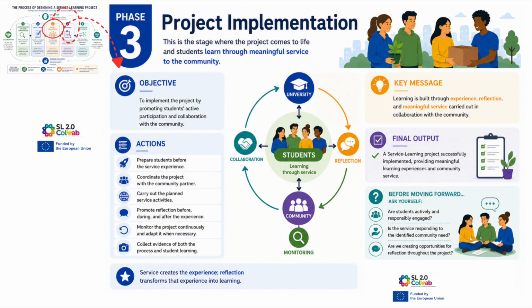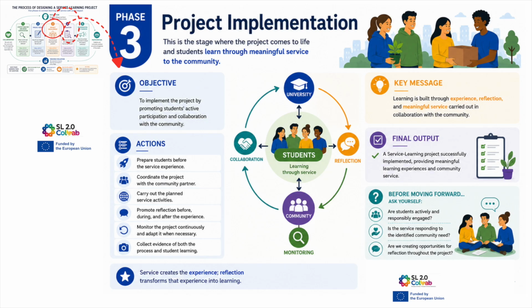To make this possible, students need to be prepared before they begin their work with the community. The project also needs to be closely coordinated with the community partners, and everyone involved should clearly understand their roles and responsibilities. Throughout the implementation, reflection should be continuous and intentional. Reflection helps students connect their experience with academic learning, understand the community context more deeply, and think critically about their own learning and about how the project can be improved.